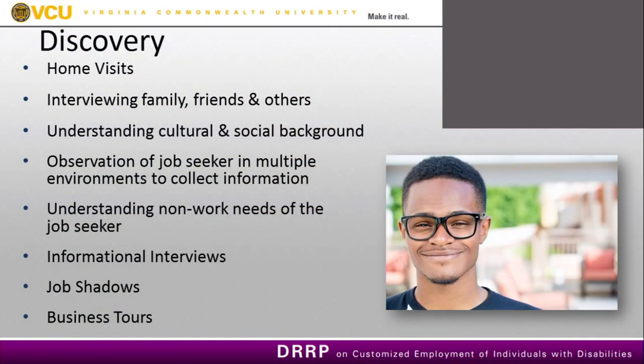The next thing that we do is interview family, friends, and other support folks who are involved in the individual's life. This gives us a different perspective on the young person or the adult that we're working with. Oftentimes, I might see myself one way, but my family, my friends may see me in a different light and may see strengths that I have that I didn't realize that I have. So it's important to gather that information from friends and family.